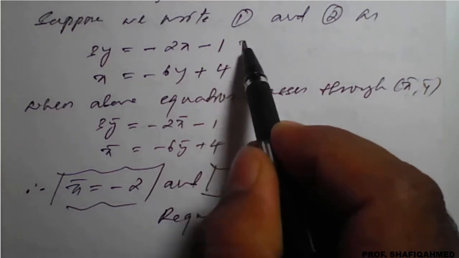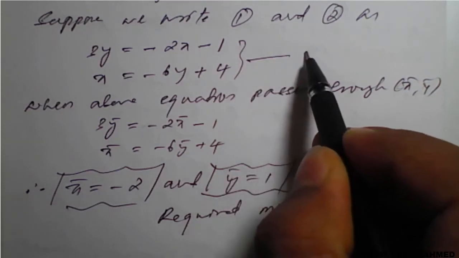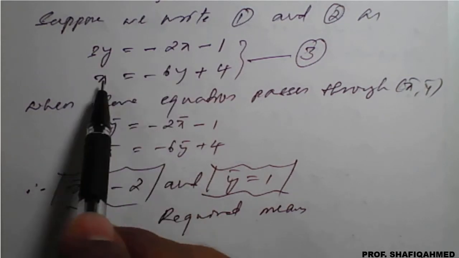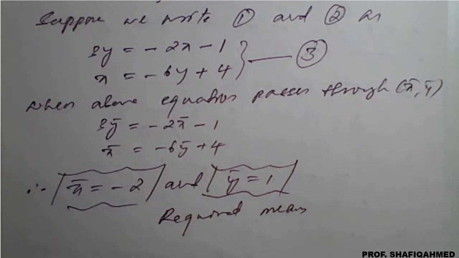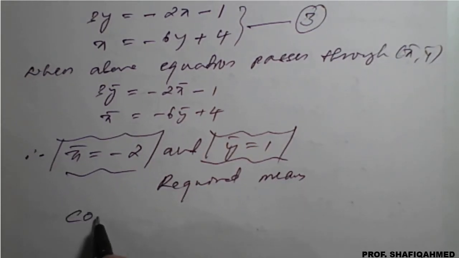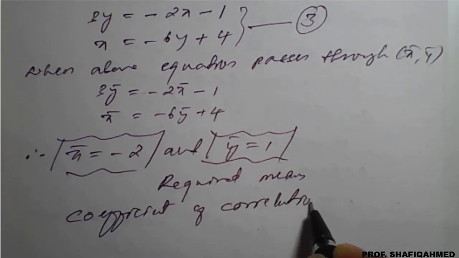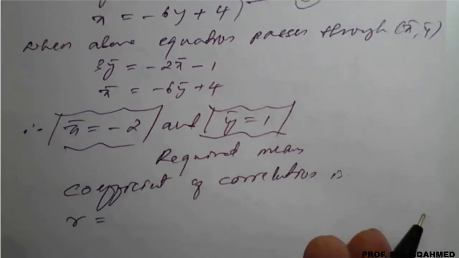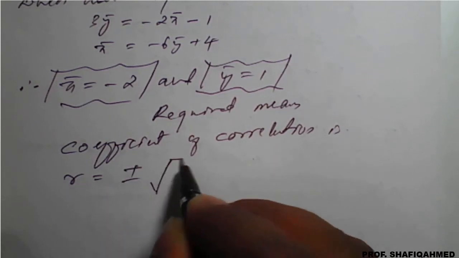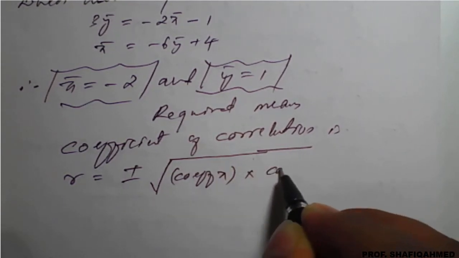Now we'll come back and use these equations. We'll use this equation, y on x, which I will call equation number 3. Using equation 3, having y on x and x on y, we take the coefficients and go for the coefficient of correlation. The coefficient of correlation is r equal to plus or minus square root of coefficient of x into coefficient of y.